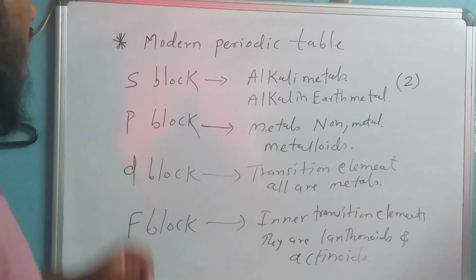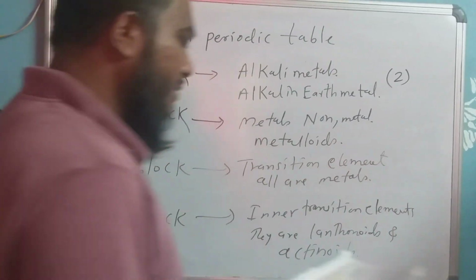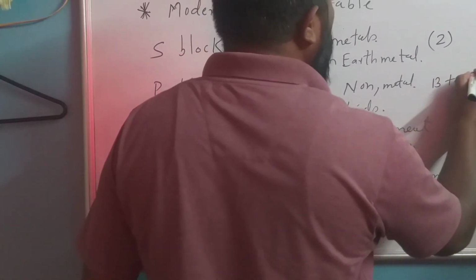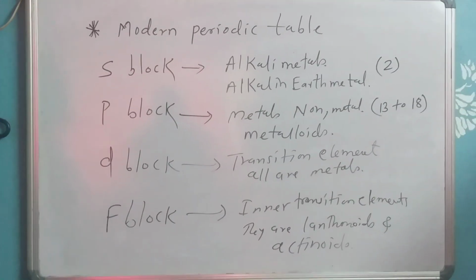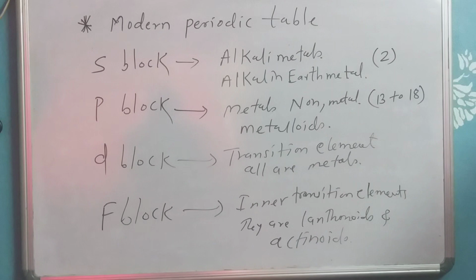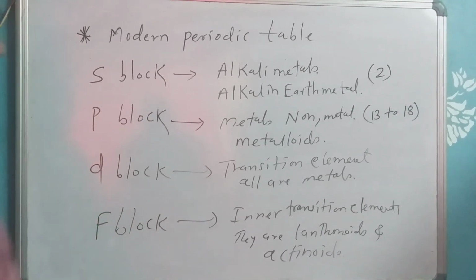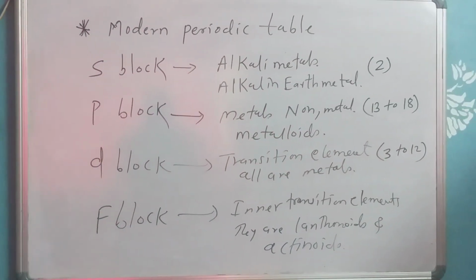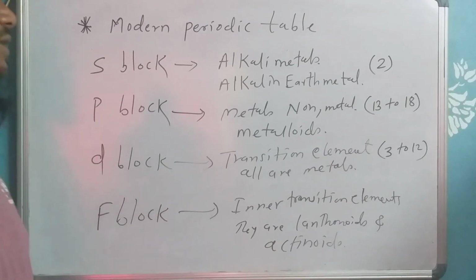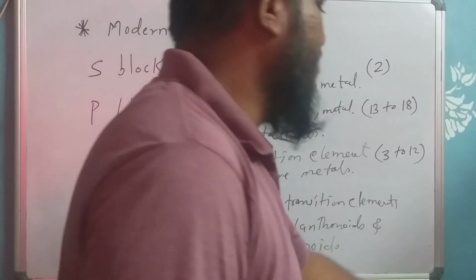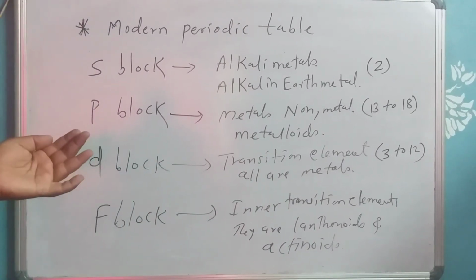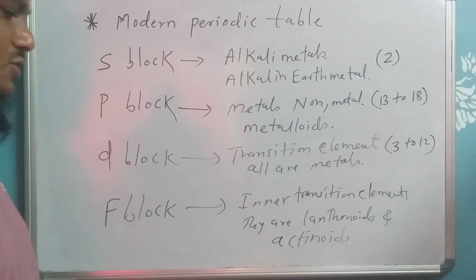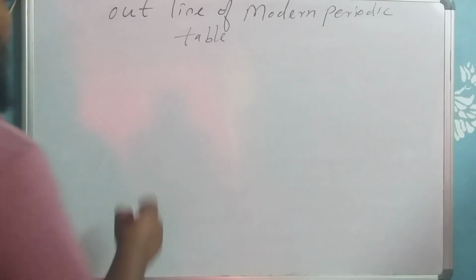Now the P block starts from group 13 to 18. Groups 13 to 18 are the P block, and 3 to 12 is the D block, and the F block is below the modern periodic table. Now in this video we will see how the outline of the modern periodic table looks and how the S, P, D, F blocks are shown.